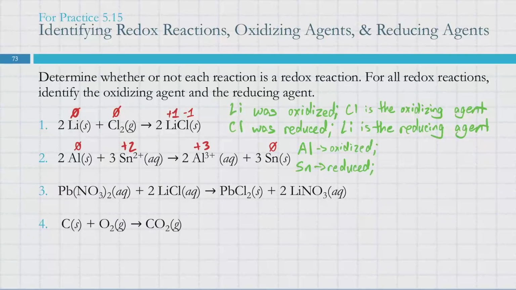And then the opposite thing is the thing that caused that. So tin caused the oxidation. So tin is our oxidizing agent. Tin was reduced, so it's the oxidizing agent. Aluminum was oxidized, so it's the reducing agent.